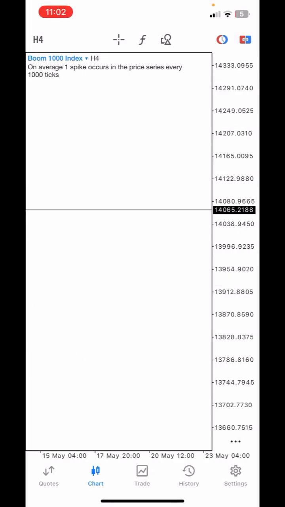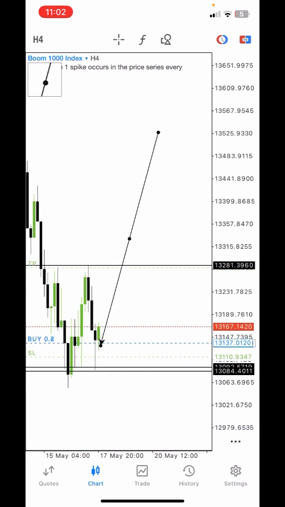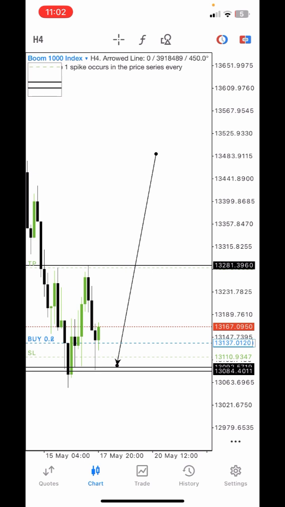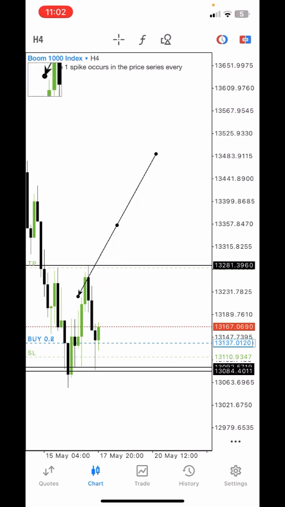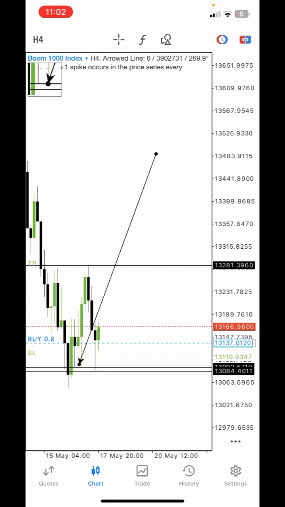So this is what I'm looking at now. I'm looking at a double bottom right here, and I've seen some criteria when it comes to identifying a double bottom. I'm seeing those signs of a double bottom right here. So the market will be going up for a long time from here. This is the first bottom, and this is the second bottom.